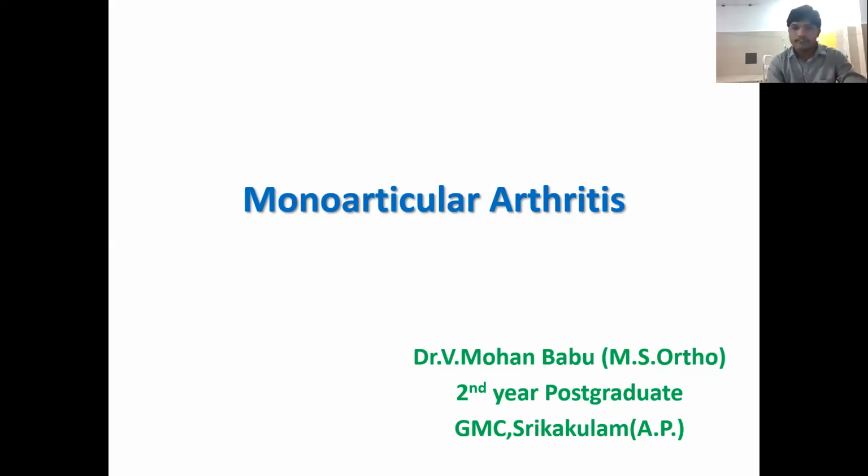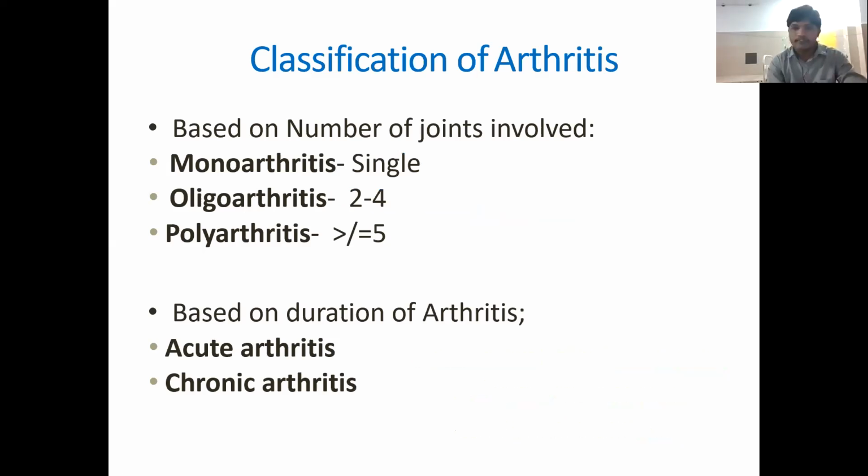Arthritis is the inflammation of the joint. Based on the number of joints involved, it is divided into monoarticular, oligo and polyarthritis. Monoarthritis is single joint involvement.